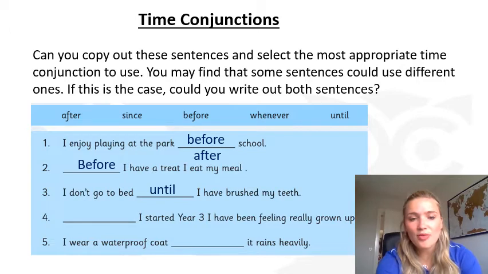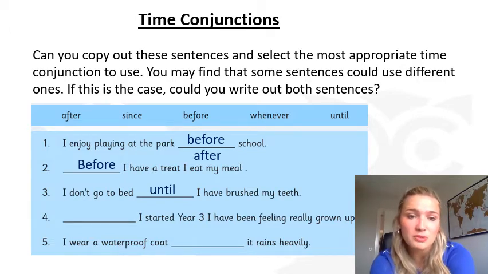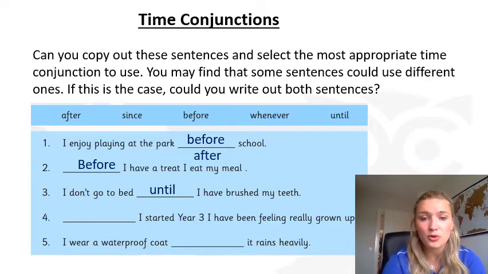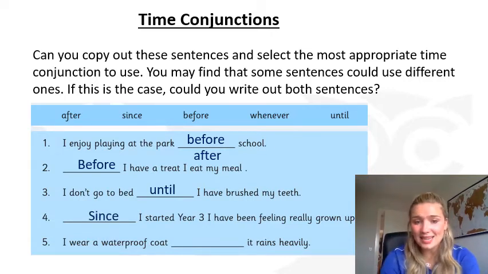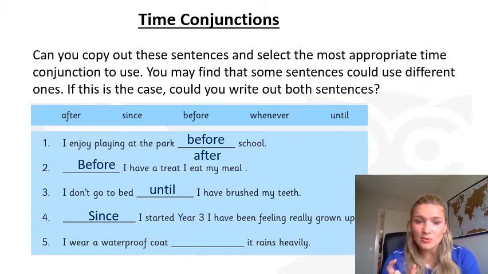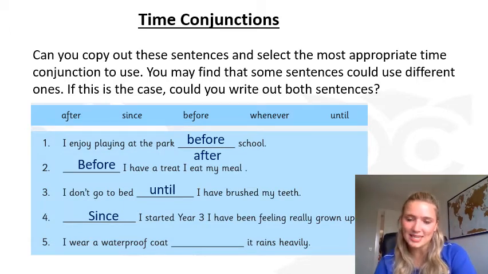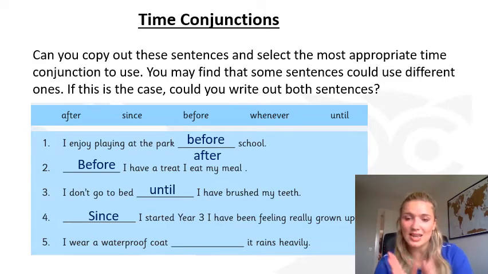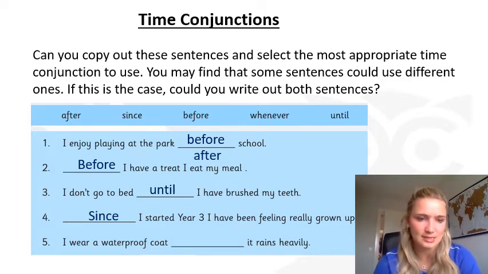The next one, something I started year 3, I have been feeling really grown up. So if you had a read through of each of those, you will have noticed the most appropriate one would have been, since I started year 3, I have been feeling really grown up. We could have put that in the middle, and we could have said, I have been feeling really grown up since I started year 3.